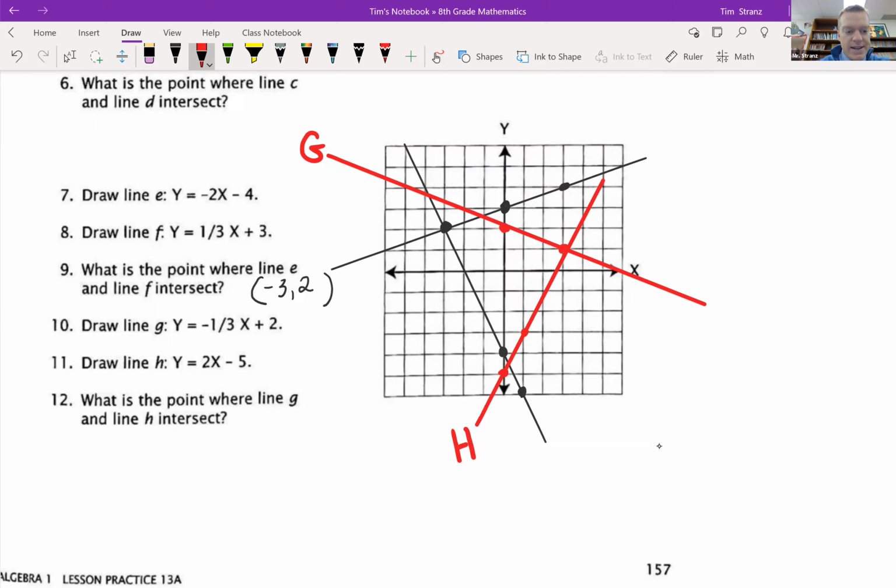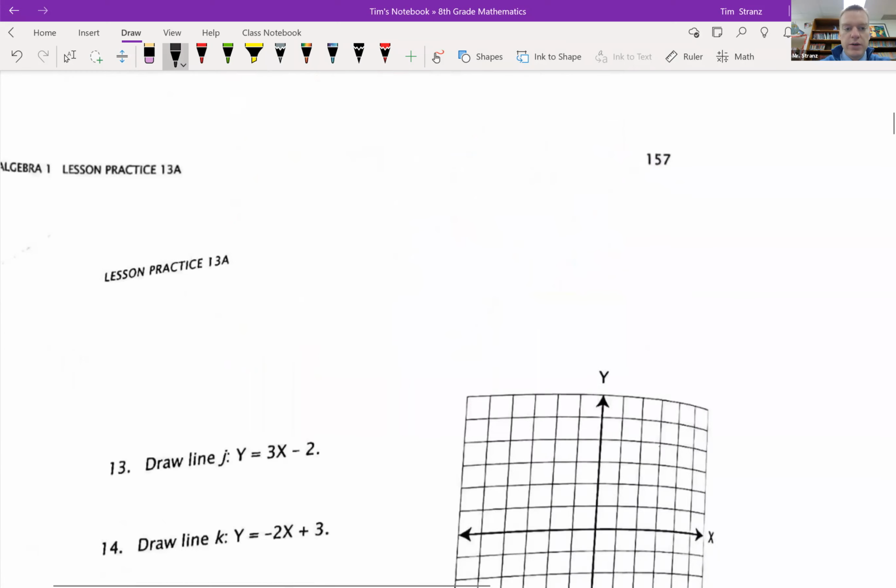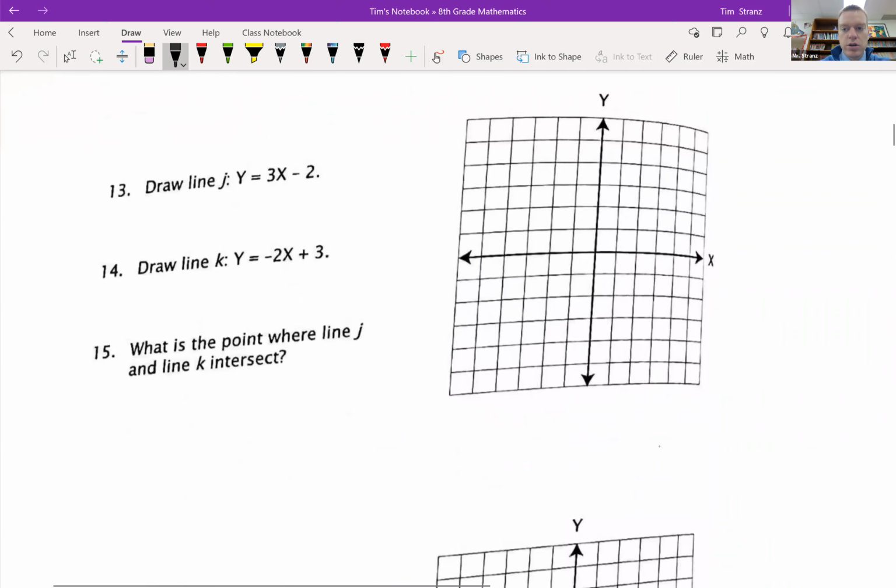All right, and it's asking what is the point where line G and line H intersect? It's going to be right here is where they intersect. Okay, and that point is a positive 1, 2, 3, and a positive 1. So 3, 1. Okay, moving on down to the next page.